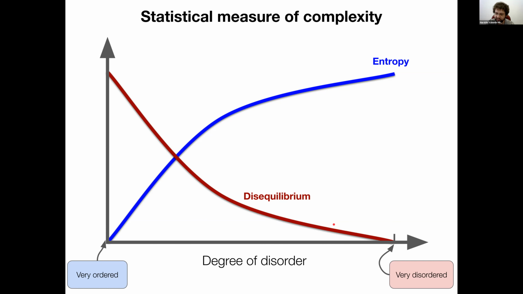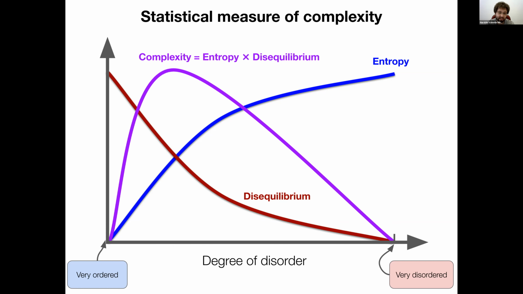And because we define our complexity measure as the product between these two quantities, a graph of the complexity as a function of the degree of disorder in the system will be somehow like this one. So we have a maximum in between these two extremes of order and disorder, and this somehow agrees with this intuitive idea that complexity is in between a very ordered state and a very disordered state.